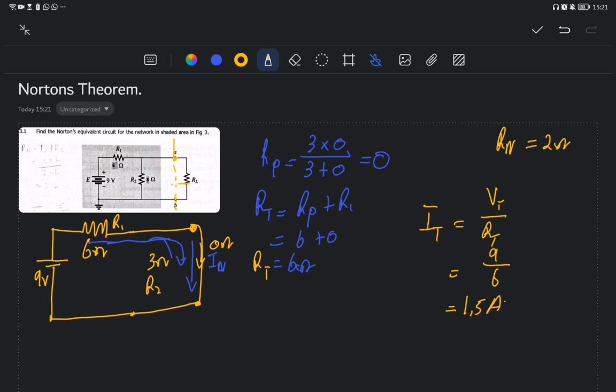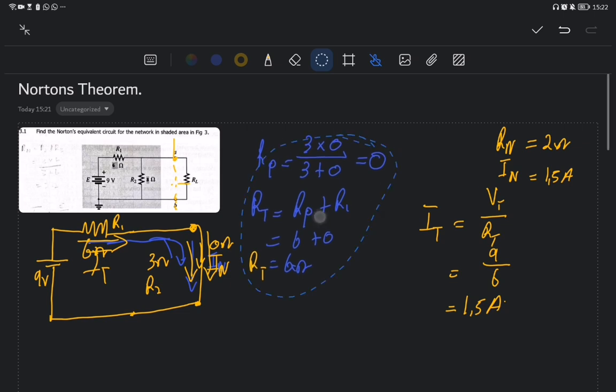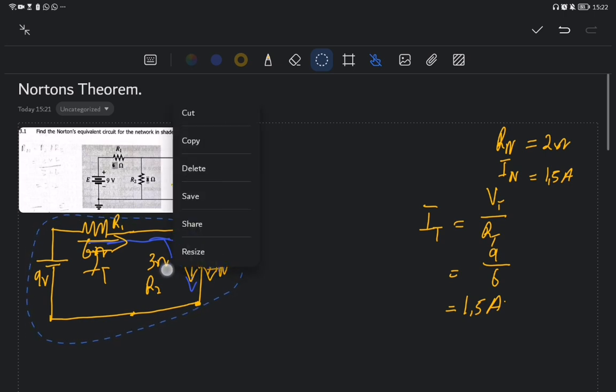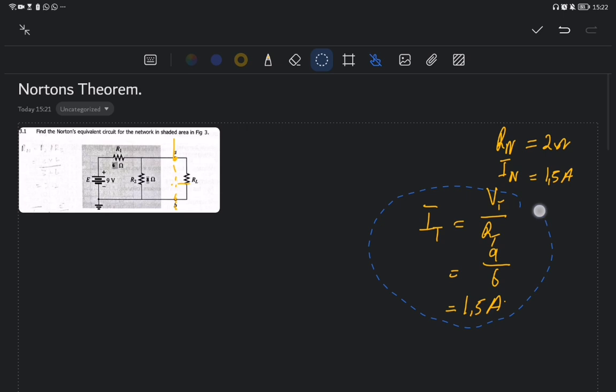Okay? Now let's redraw the circuit, because they said we should find Norton's equivalent circuit. So we must also draw Norton's equivalent circuit. So we know that I Norton, because the same current which will flow here, I said the current which will flow here will be I Norton. So that's I Norton, by the way. So I Norton is 1.5 amps there. So we can remove everything we had drawn here and get left with only two components there.